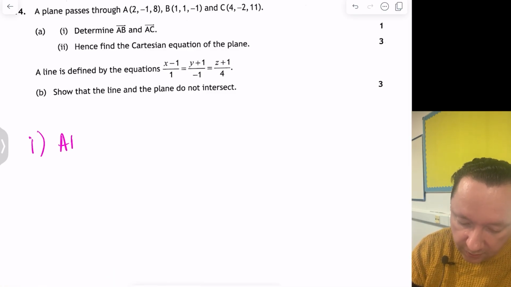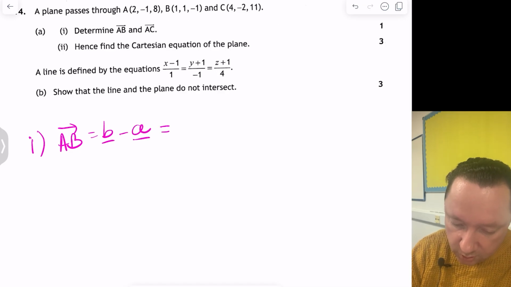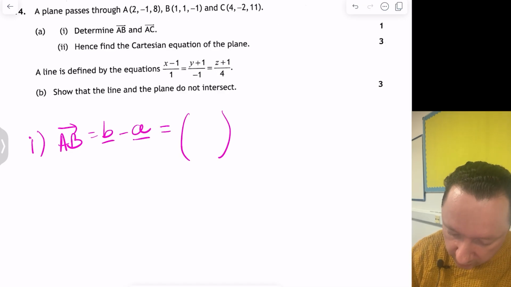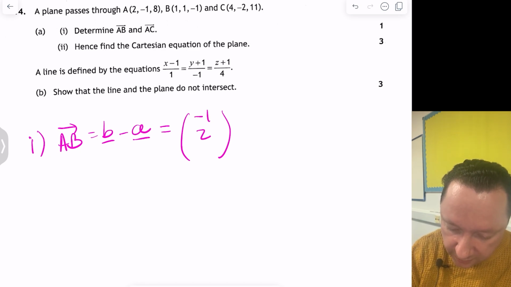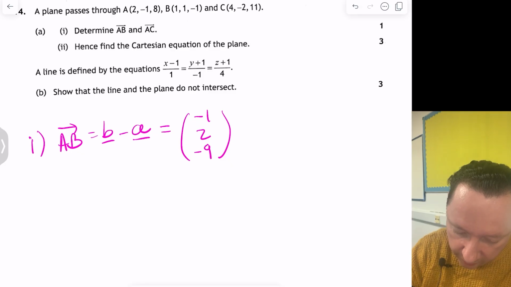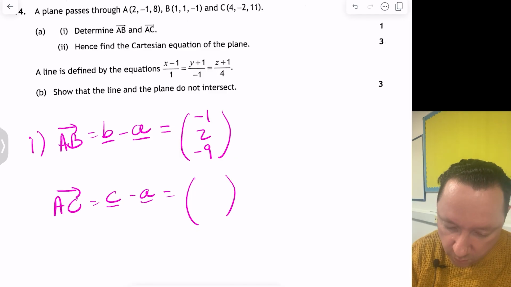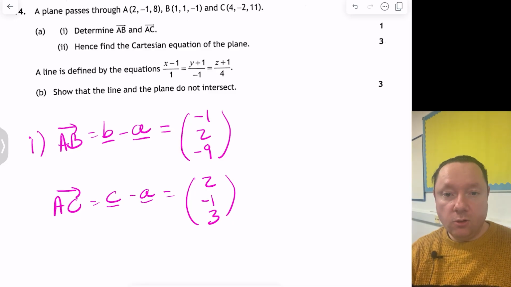AB is like Higher Maths, B minus A. So that is, I'm not going to show the working for this, guys. 1 minus 2 is minus 1. 1 minus minus 1 is 2. Minus 1 minus 8 is minus 9. Okay, AC, C minus A. 4 minus 2 is 2. Minus 2 minus minus 1 is minus 1. 11 minus 8 is 3. So we get our two vectors there.